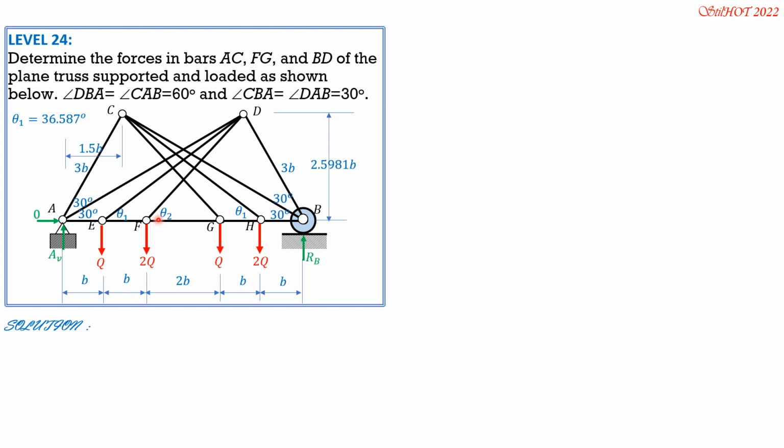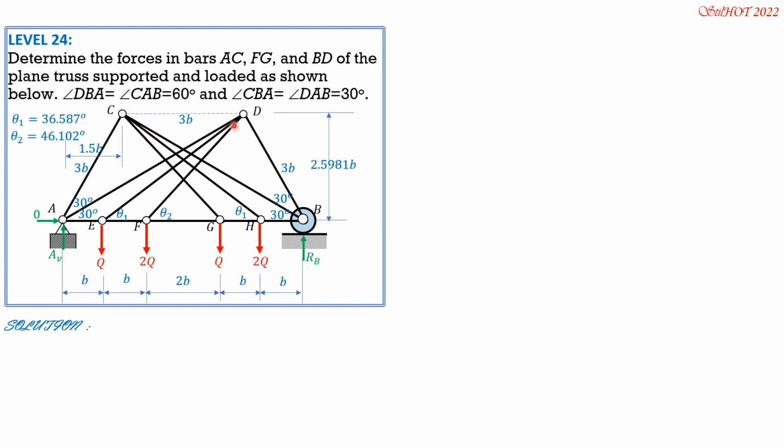Then tangent theta 2 is 2.5981b over 4b minus 1.5b. So 4b minus 1.5b is 2.5b. So theta 2 is arctan of 2.5981 over 2.5. So theta 2 is 46.102 degrees.